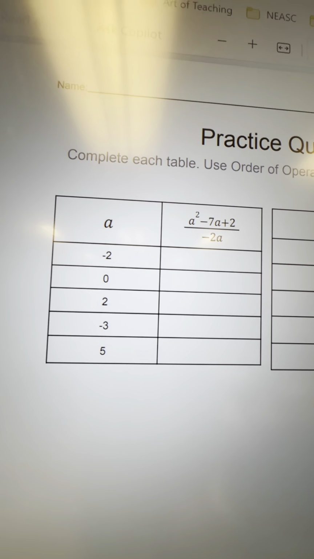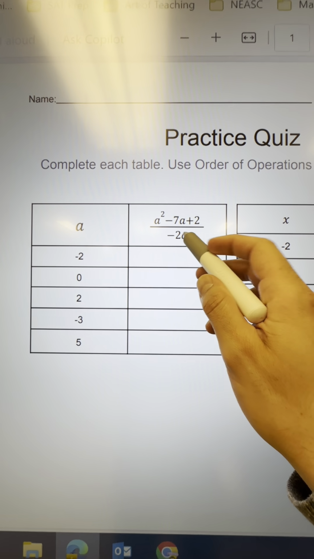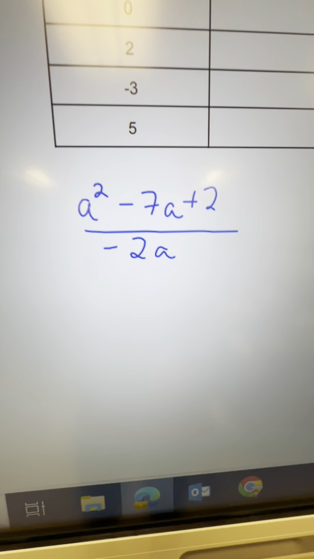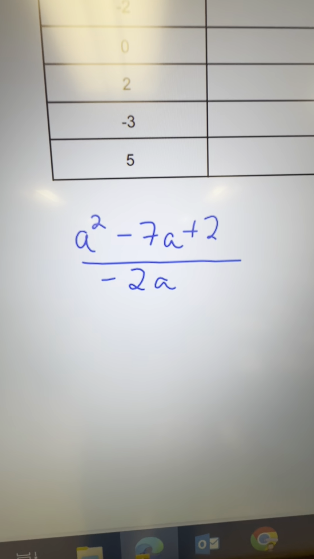All right, so here we got our practice quiz for tomorrow, and I'm going to show you how to do this problem here and this problem here. So let's get started. Here is the first thing you should do: write down the expression.